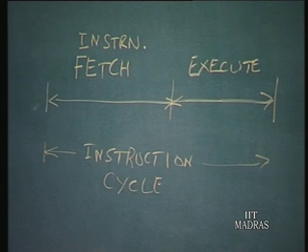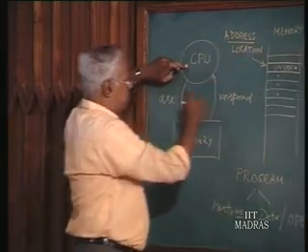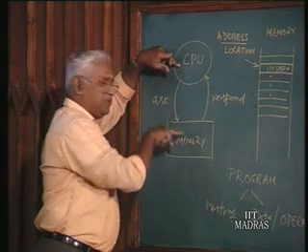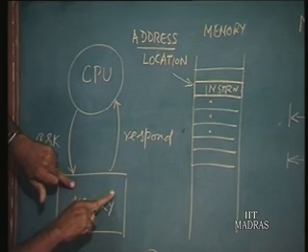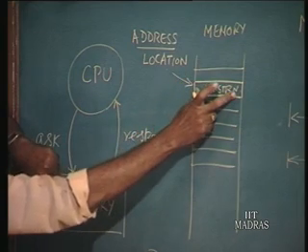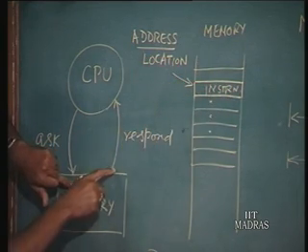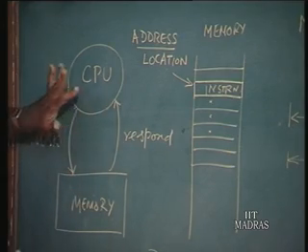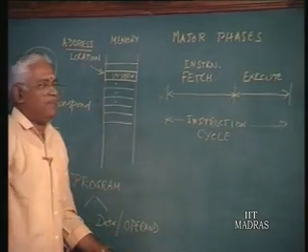Now, how does it go about? Let us see. The CPU will be placing the address of the instruction on the bus, we can recall the bus, and the memory will respond by putting the contents of that particular address, which in this case is the instruction, on the bus. The CPU will get that. That is part of the instruction fetch phase.